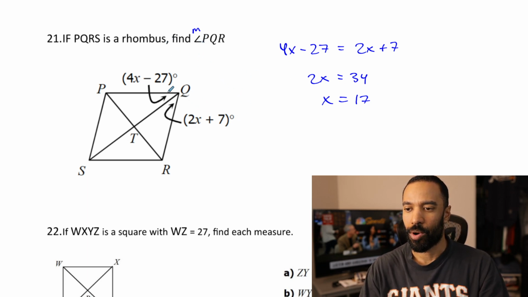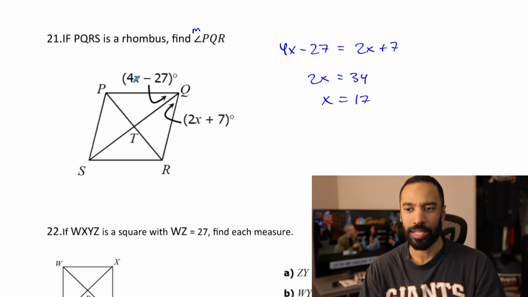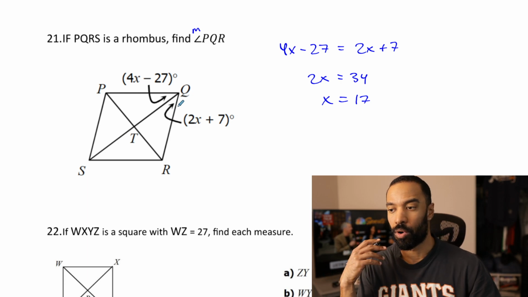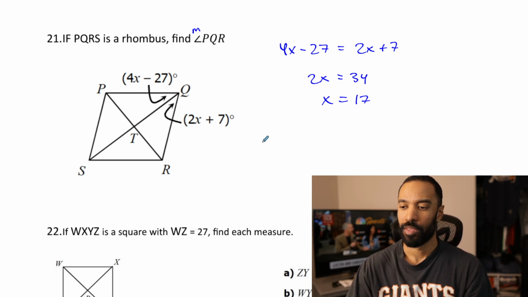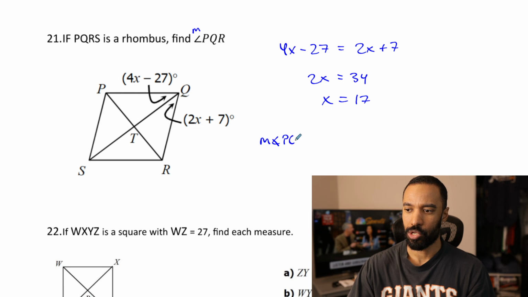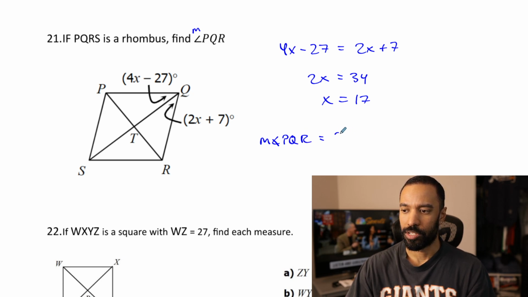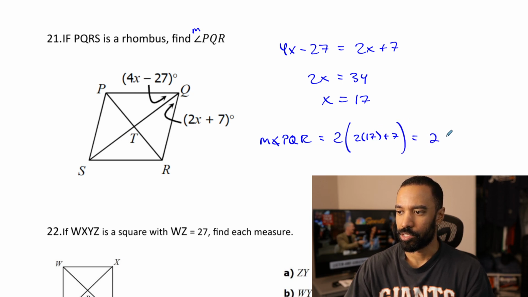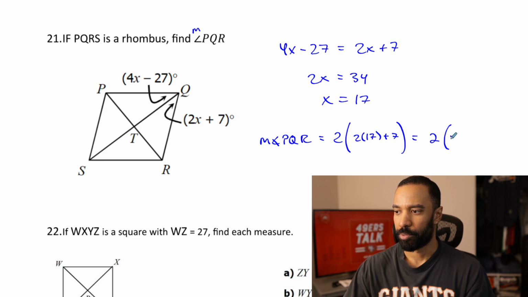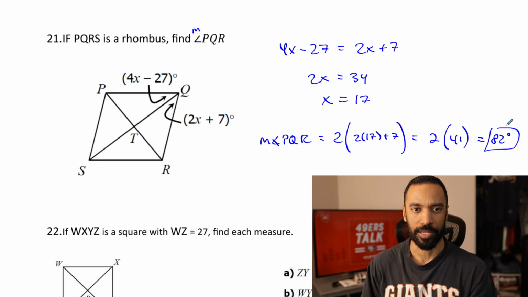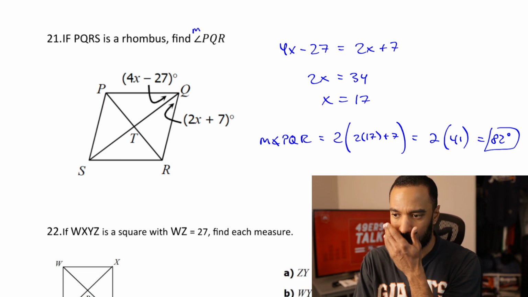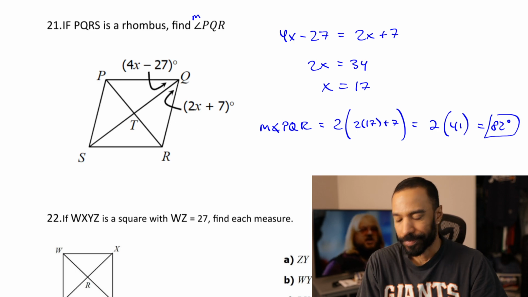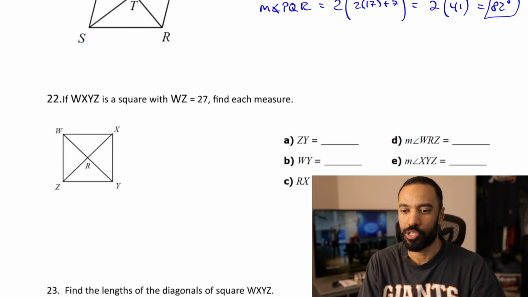Find the measure of angle PQR. Just like the diagonal one, you can either substitute into both and add them together, or substitute into one and double it. So measure of angle PQR, I'm just going to go and double 2 times 17 plus 7. So let's double 34 plus 7, 41, and we get 82 degrees for the entire thing for PQR. All right, there's that one. Let's go to number 22.